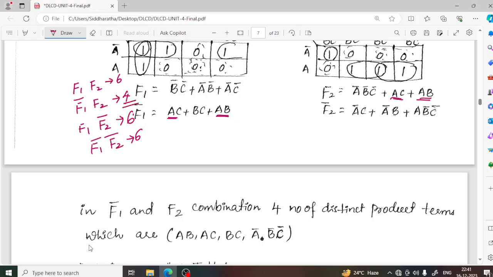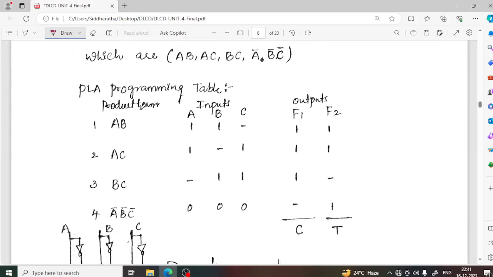So which choice do you have to consider? The choice which has fewer distinct product terms. So you have to consider F1 bar and F2. F1 bar and F2 is the preferable choice to get fewer product terms, right? How many AND gates? 4 AND gates. In the PLA programming table, list out the distinct product terms AB, AC, BC, A bar, B bar, C bar.